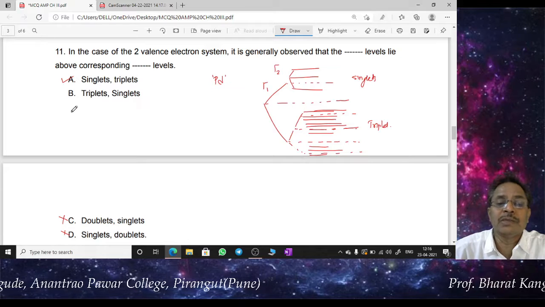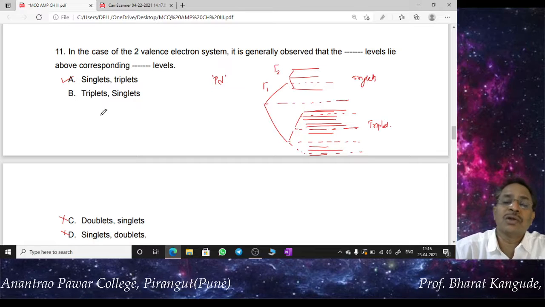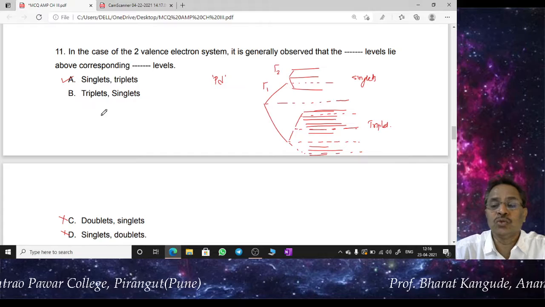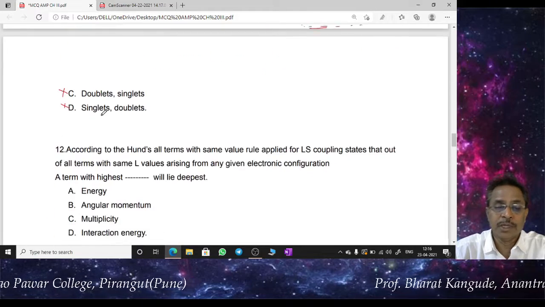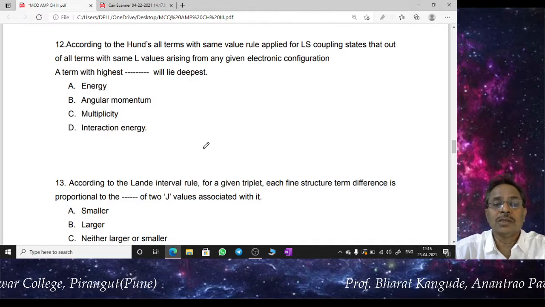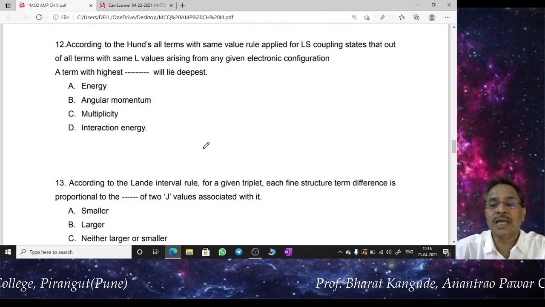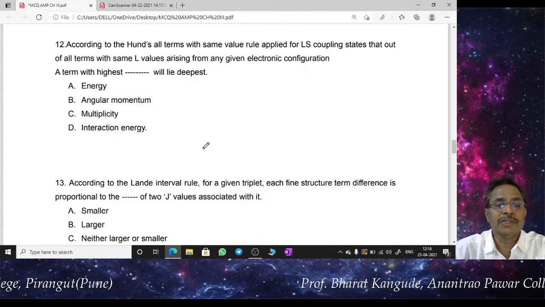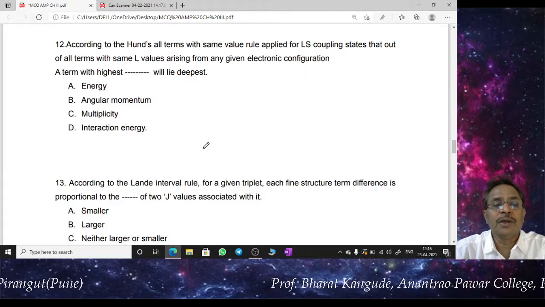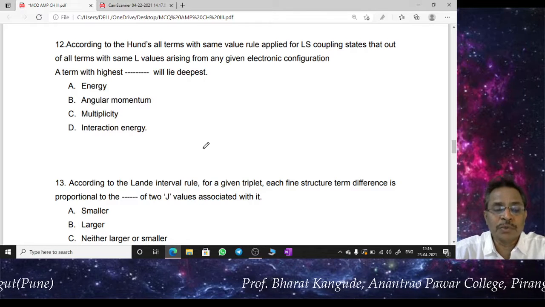So usually singlet energy levels lie above the triplet energy levels, in the PD configuration or any other configuration, when we go for these interaction energies gamma 1, gamma 2, gamma 3, gamma 4 and so on. Then question 12. According to the Hund's rule, applied for LS coupling states, out of all terms with the same L values arising from any given electronic configuration, a term with highest dash will lie deepest. Now there are four options given.